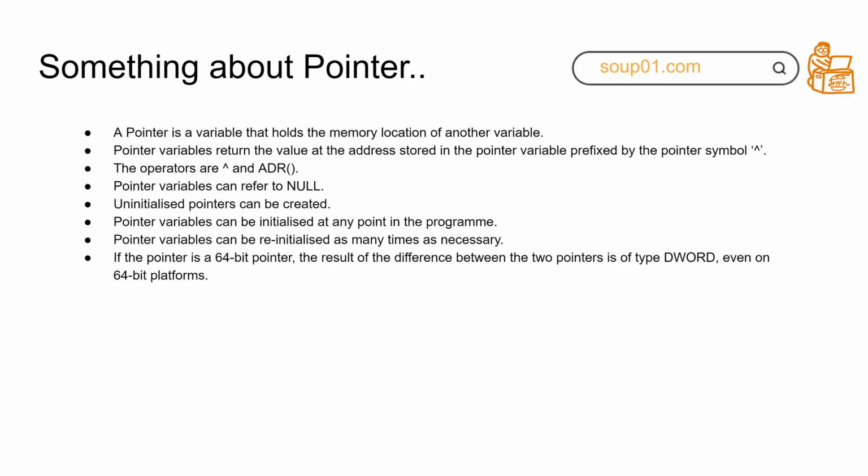Let me go a little bit deeper about pointers. A pointer is a variable that holds the memory location of other variables. Pointer variables return the value stored at the address held in the pointer variable, prefixed with the pointer symbol. There are two types of operators. The first one is simple, that is ADR, which is used many times in TwinCAT and function blocks. The pointer variables can reference a LINT. An uninitialized pointer can also be created, and you can initialize it at any point inside your program and re-initialize it as many times as you want.